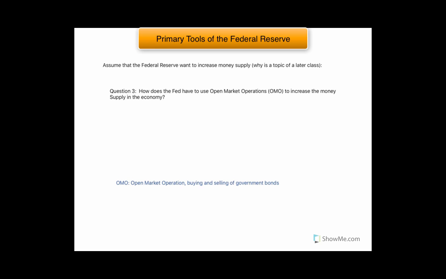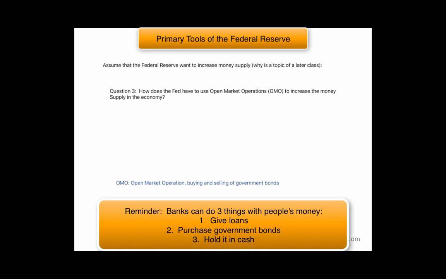So now question 3. How does the Fed have to use open market operations to increase the money supply in the economy? As a quick reminder, banks can do 3 things. They can loan out money, buy government bonds, and 3, hold cash.